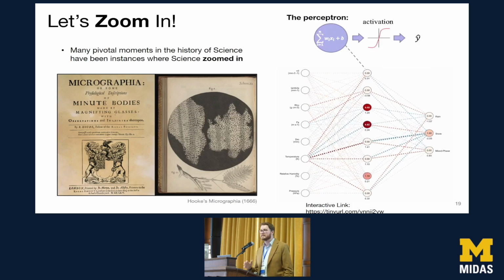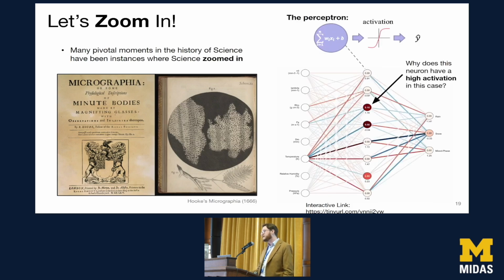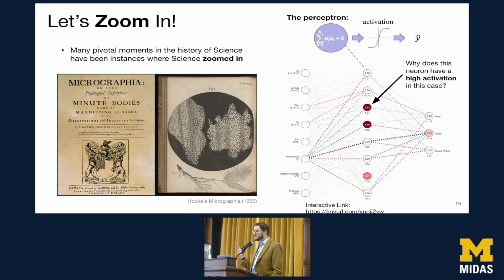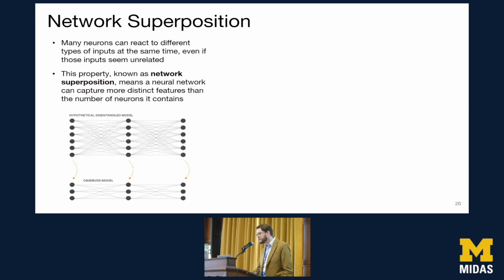And so we're curious about zooming in on these perceptrons and trying to look at why a neuron has a high activation for a certain set of inputs, for a toy precipitation model if you're working in atmospheric science like us. But again, this could generalize to other types of models. And so the last few terms I just want to talk about briefly here, this idea of superposition.